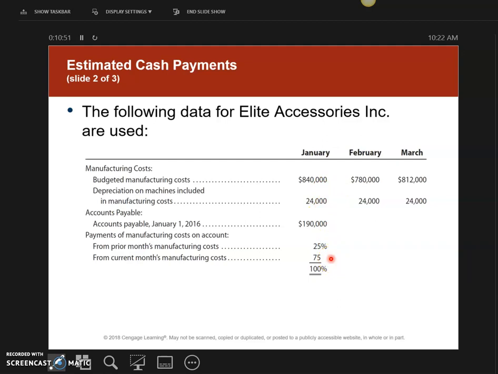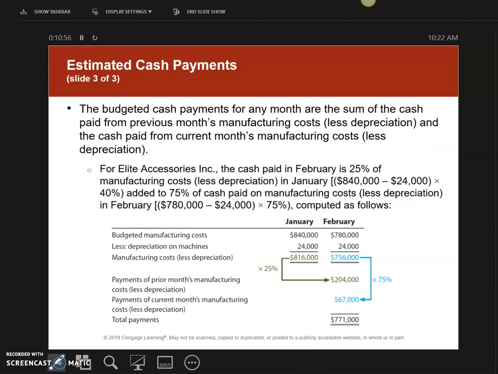So we're going to look at February only on the next slide. This is a little confusing. I'm only looking at February. First thing I do is subtract the depreciation because it is a non-cash expense. So here's my January manufacturing cost. Here's my February manufacturing cost.